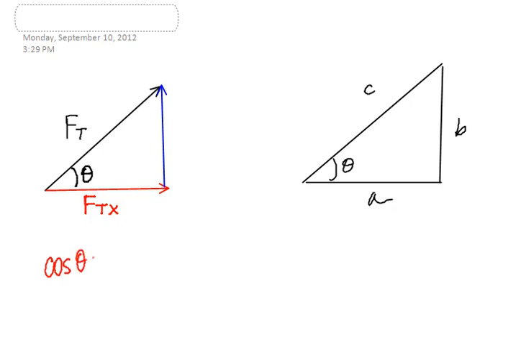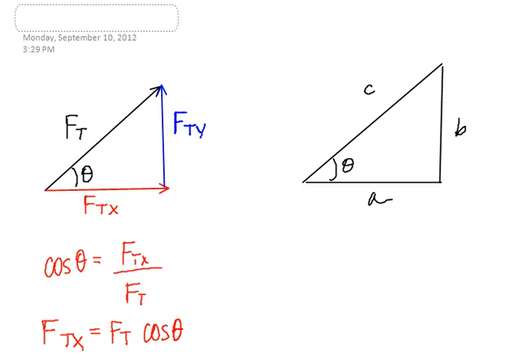Cosine. The cosine of theta is adjacent over hypotenuse. So if I multiply by FT on both sides, I get the force of tension in the x direction is equal to FT cosine theta. Could I do that for the vertical component, the y component, the force of tension in the y direction? It's going to be the sine function. So the sine of theta is equal to the opposite, FTY, over the hypotenuse, FT. So then FTY would be equal to FT sine theta.